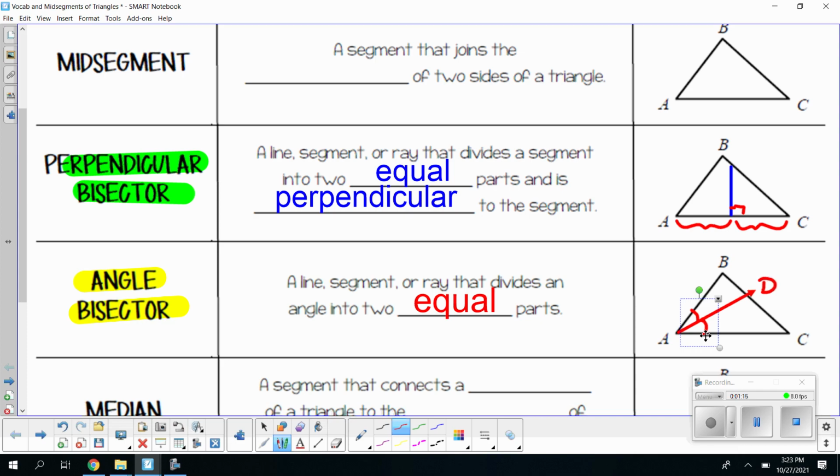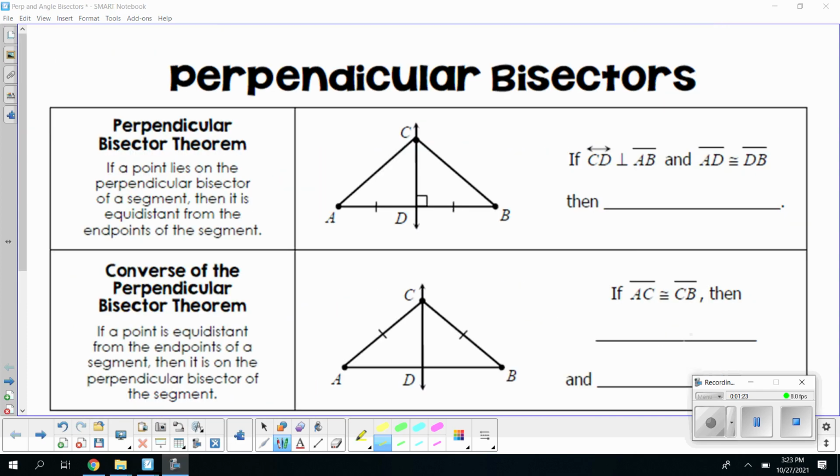Keeping those in mind, let's turn to page 4 of our notes, and we'll continue our notes for today. Okay, looking at perpendicular bisectors, a perpendicular bisector theorem states that if a point lies on a perpendicular bisector of a segment, then it is equidistant from the endpoints of the segments. Therefore, if CD is perpendicular to AB and AD is congruent to DB, then that means that AC will be congruent to CB.